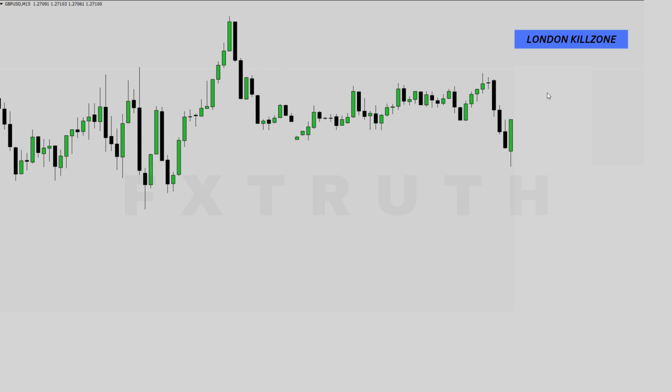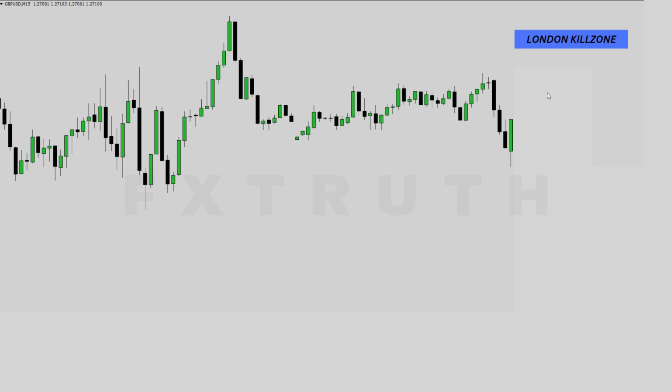So what are you waiting for? You're waiting for us to get into a Q zone. Time and price is the bedrock of the ICT concept. Time and price is the bedrock of what? The ICT concept. So you want to wait for Q zones, or for the silver bullet time stamps. Good. So we are at this particular Q zone, which is the London Q zone.